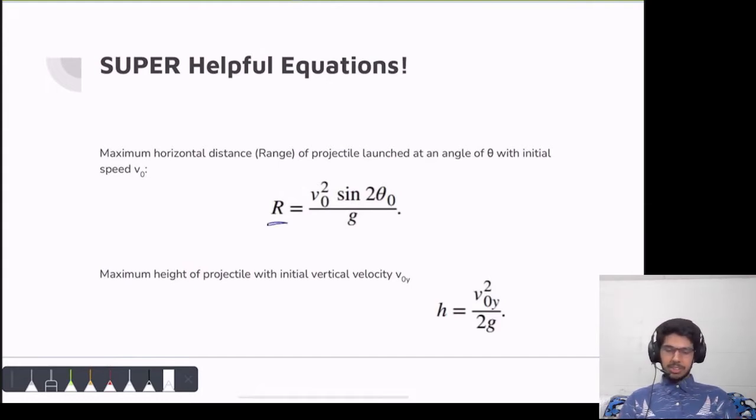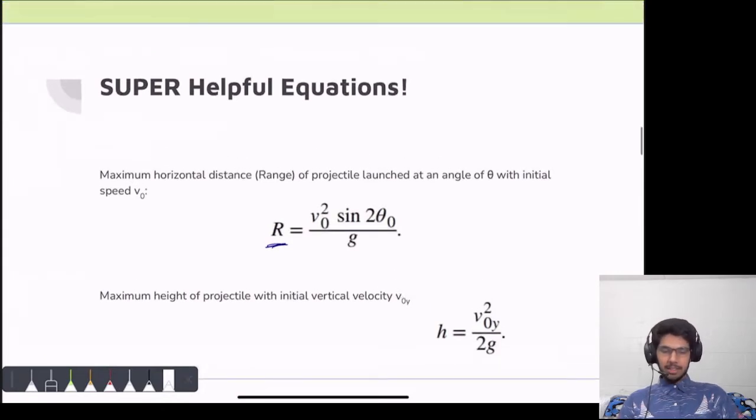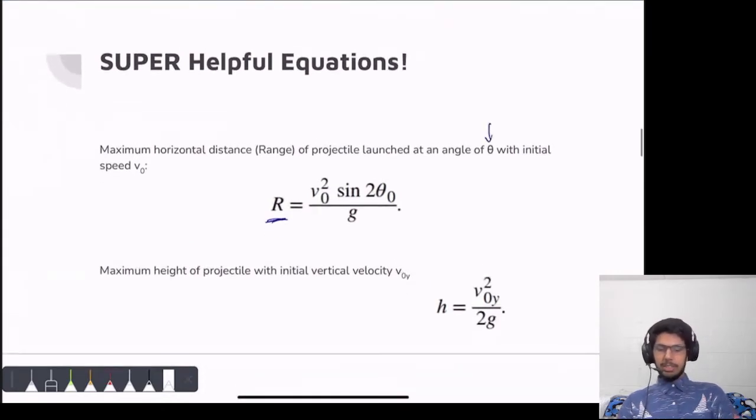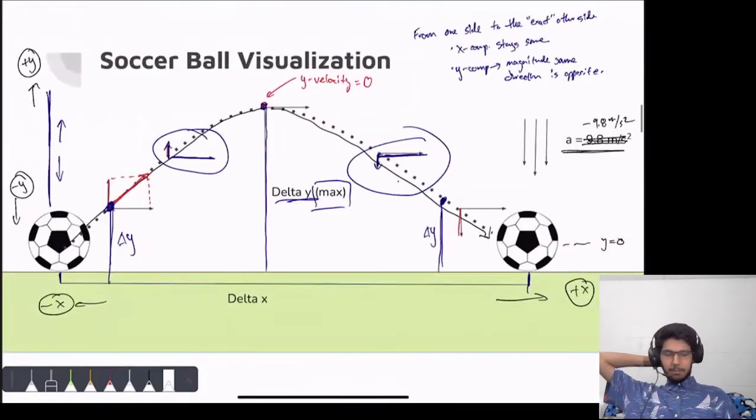So first we introduce this variable called R, capital R, which stands for range, which is the maximum horizontal distance of a projectile launched at an angle of theta with initial speed v naught. So obviously, if we go back to this soccer ball example, we didn't really define theta and v naught, but now we've just discussed them. So what is theta and what is v naught?